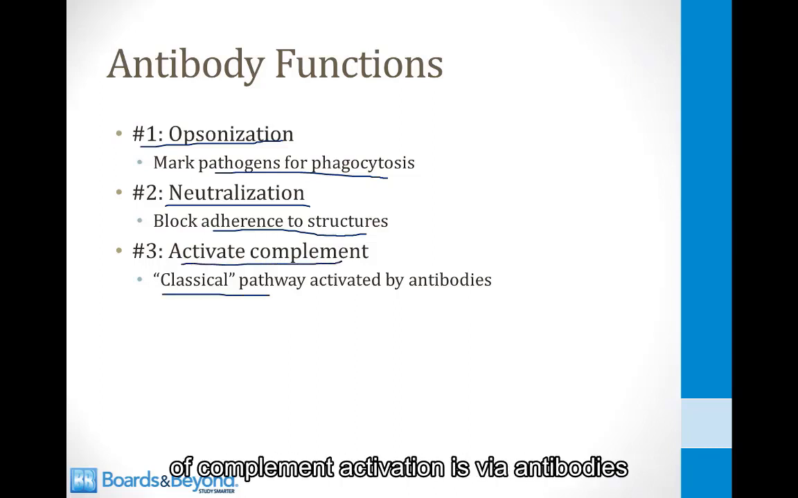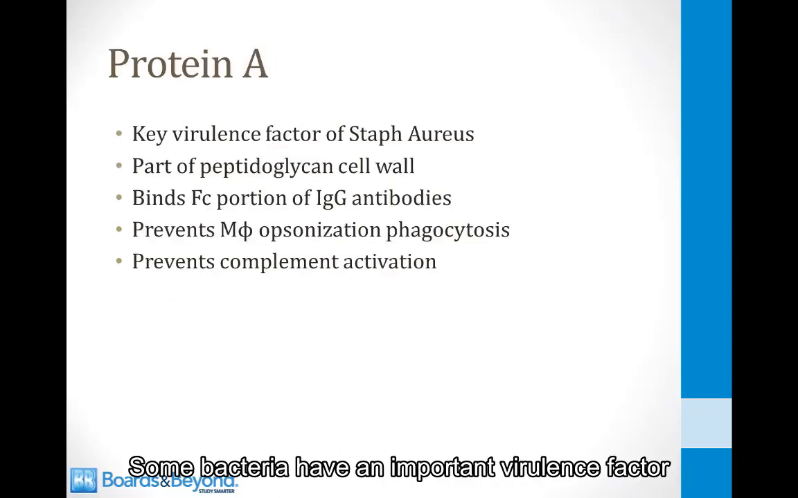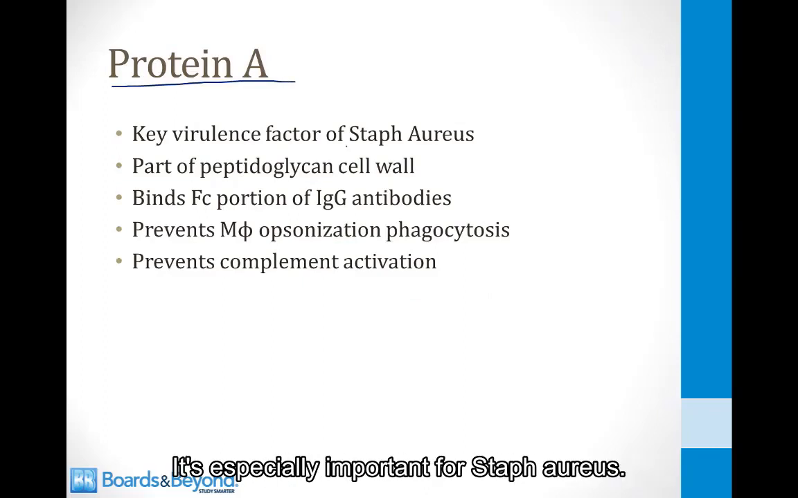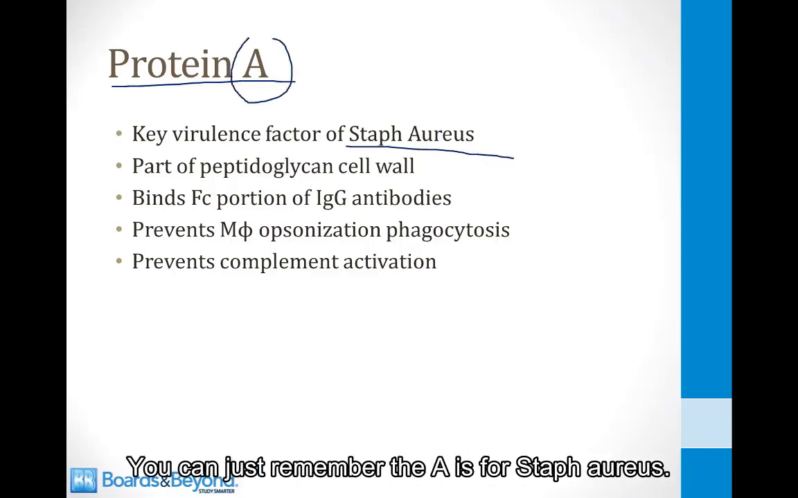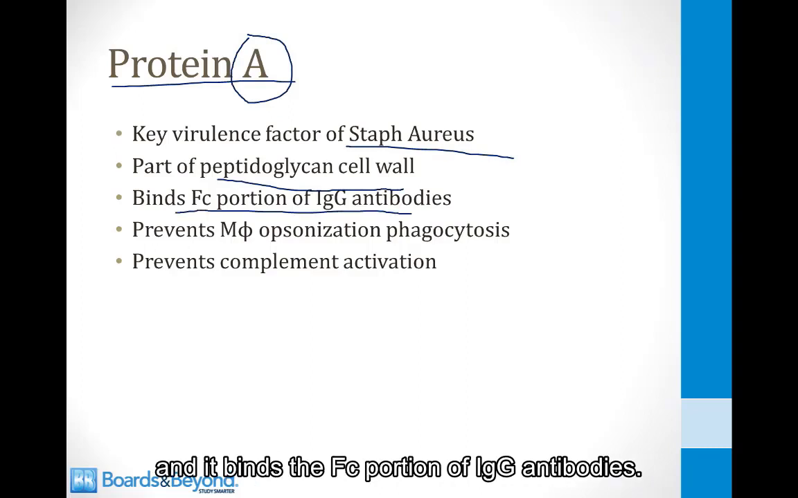The classical pathway of complement activation is via antibodies, and I talk about this in more detail in the module on complement. Some bacteria have an important virulence factor that protects them from antibodies, and this is called protein A. It's especially important for Staph aureus. You can just remember the A is for Staph aureus. Protein A is part of the peptidoglycan cell wall of Staph, and it binds the Fc portion of IgG antibodies.